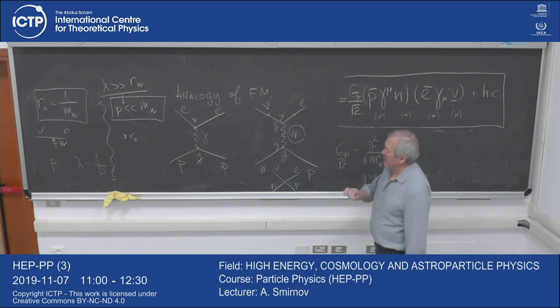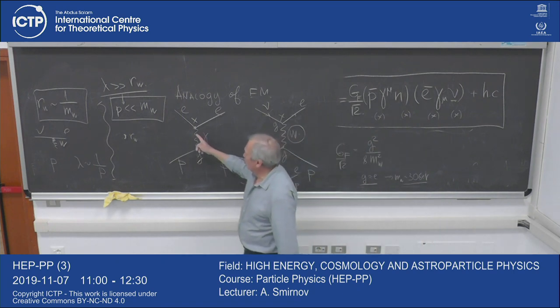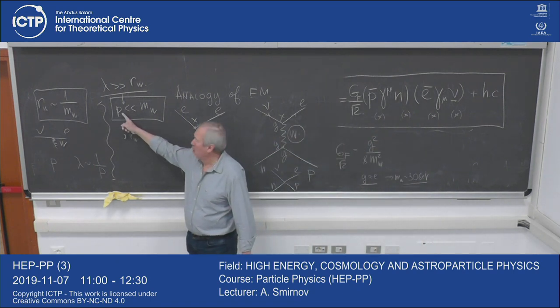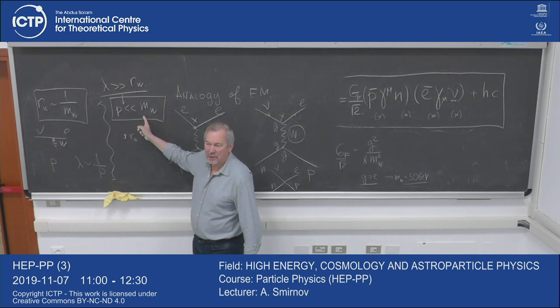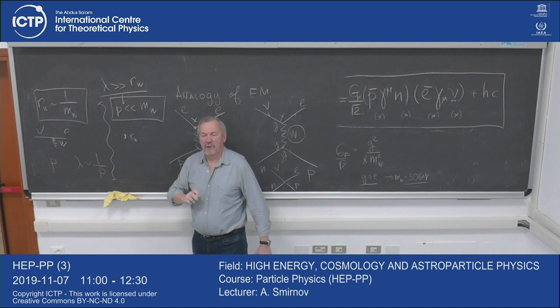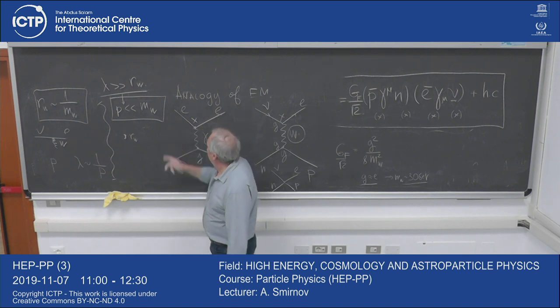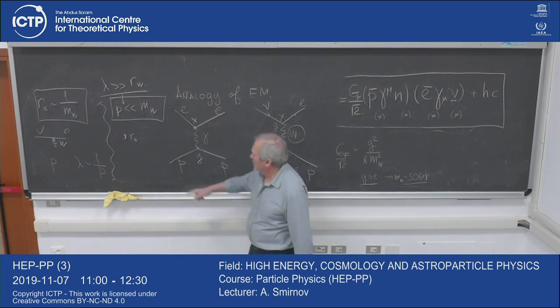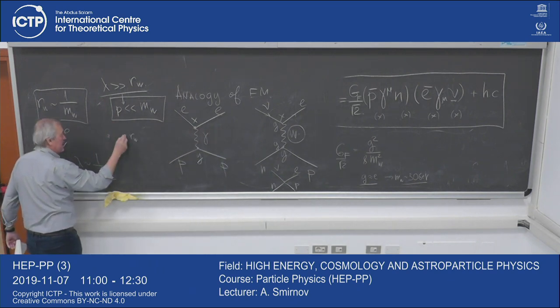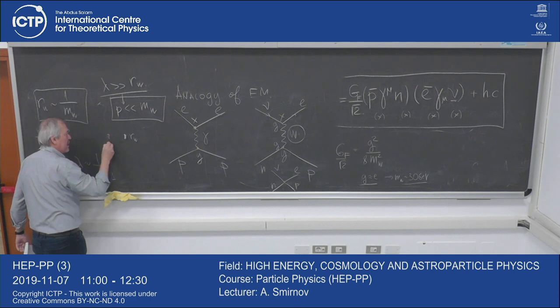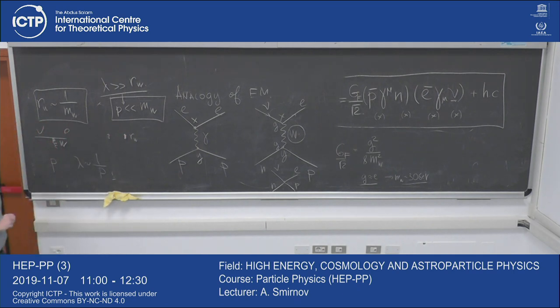To probe the structure, you need to go to high energies, to energies or momenta comparable with the mass of the W boson, and then you will see deviation from this point-like behavior. Then you will feel the structure. So if your wave is like this, then the result of scattering will depend on the exact structure of this object.